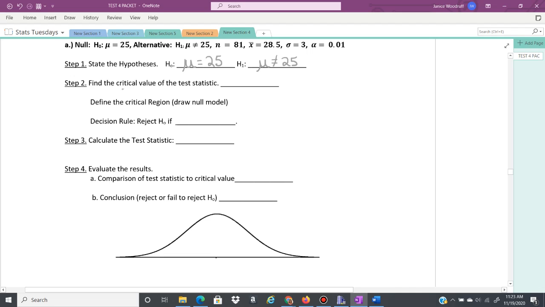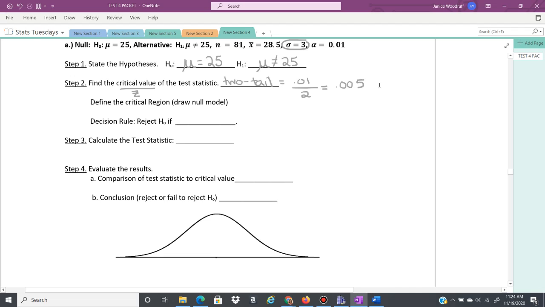First thing we do is find the critical value of the test statistic. So the very first thing is to determine if this is a two-tailed test or a one-tailed test. This is a two-tailed test because of the not equal to. To get the critical value, that's your z-score. I know it's z because you have a population standard deviation. So for a two-tailed test, I'm going to take 0.01 and divide that by 2. That's going to be 0.005.